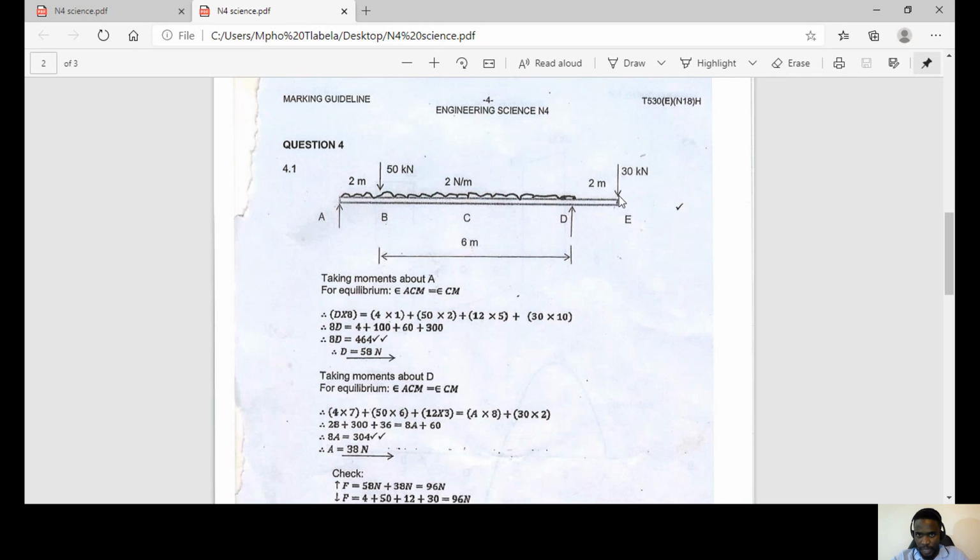Now from 30 to D is 2. Remember, before it was 30 to A, now we said moments about D. That's why I only say 30 to D here. Then we take this distance is 2.